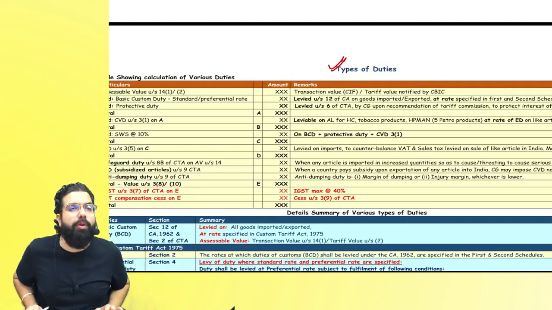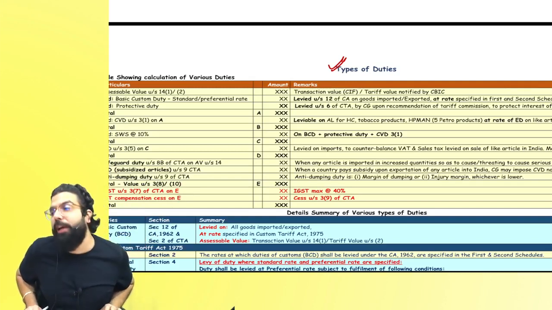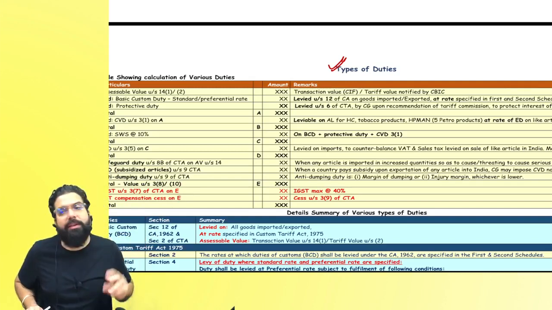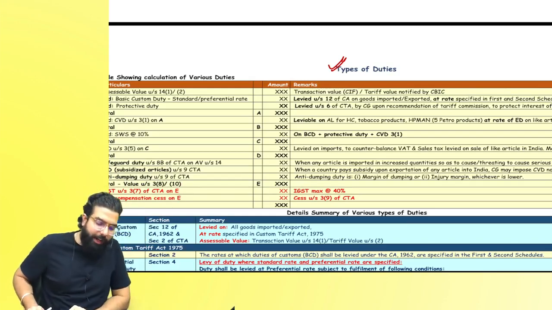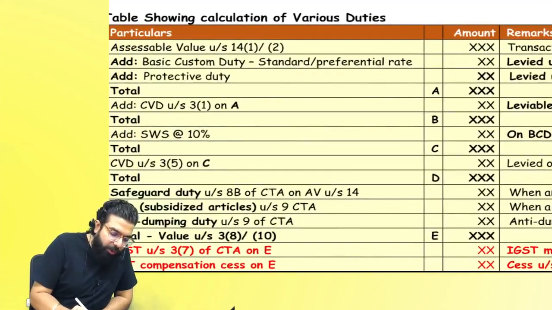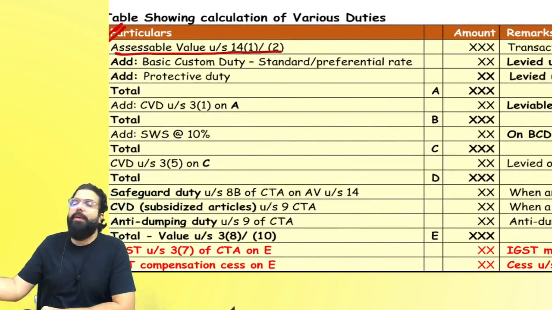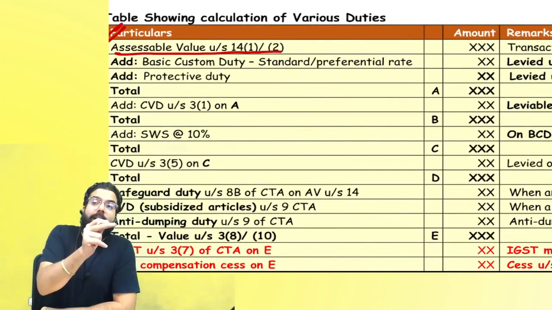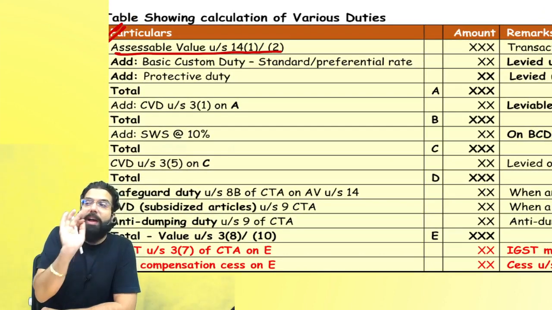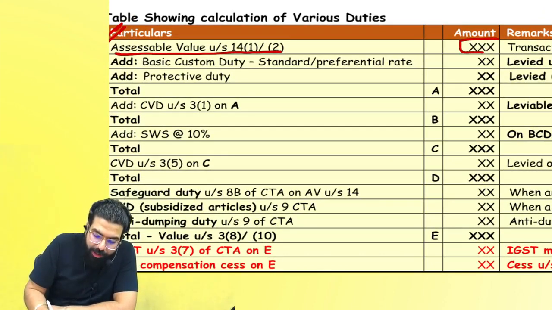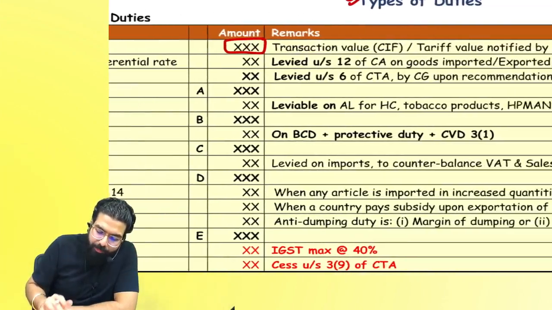In case of import, you levy import duties which are there. There are a lot of types of duties. Let's start understanding about them. The first duty which is there is, sir, basically they are telling on the assessable value, or the tariff value or the value identified by the officer using valuation rule, whatever is the value is known as the transaction value or tariff value.